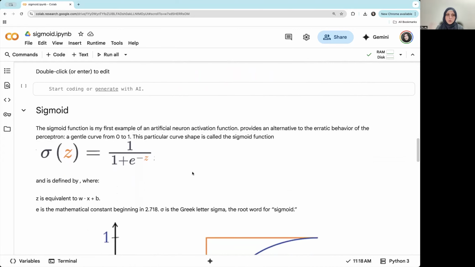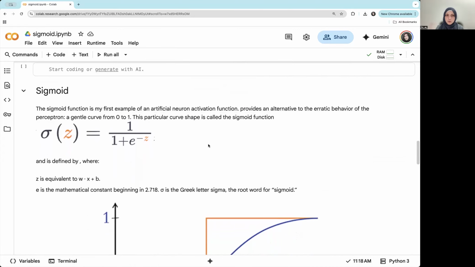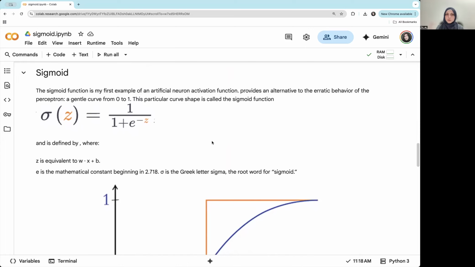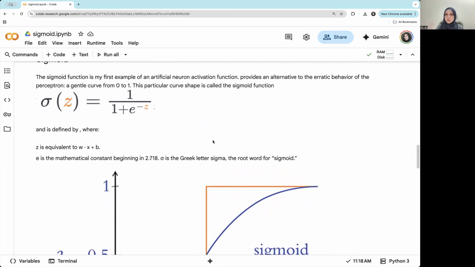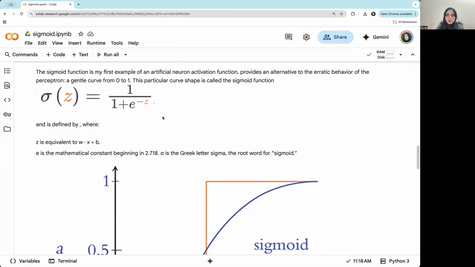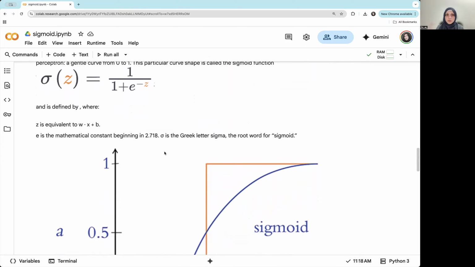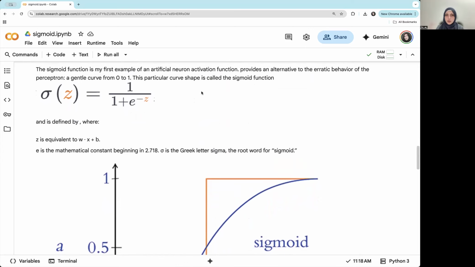So here, the sigmoid function is my first example of an artificial neuron activation function. It provides an alternative to the erratic behavior of the perceptron: a gentle curve from 0 to 1. This particular curve shape is called the sigmoid function. This is the equation of the sigmoid function.